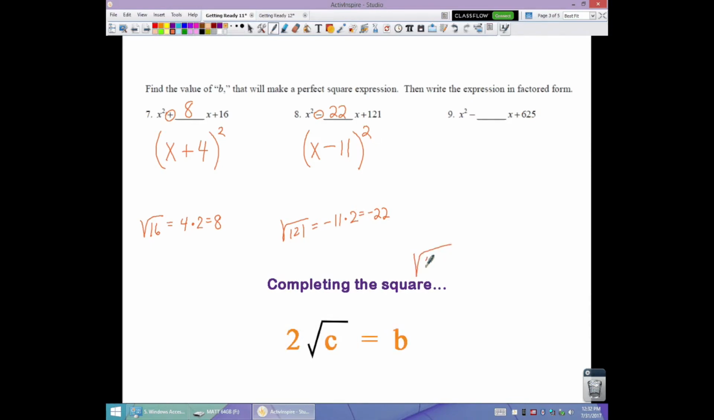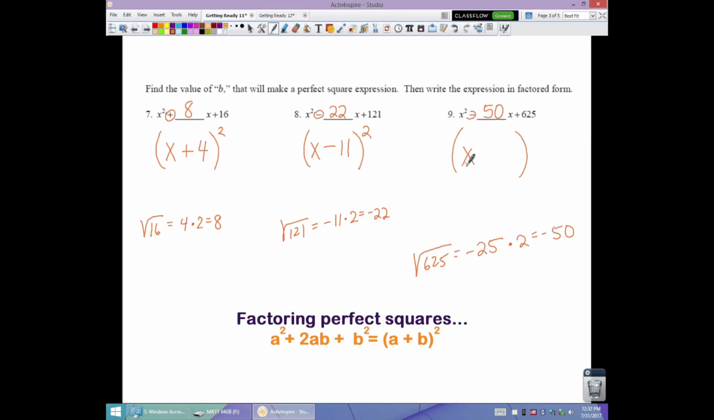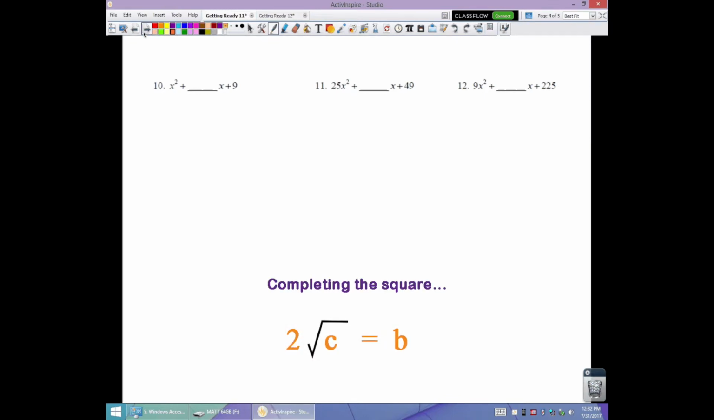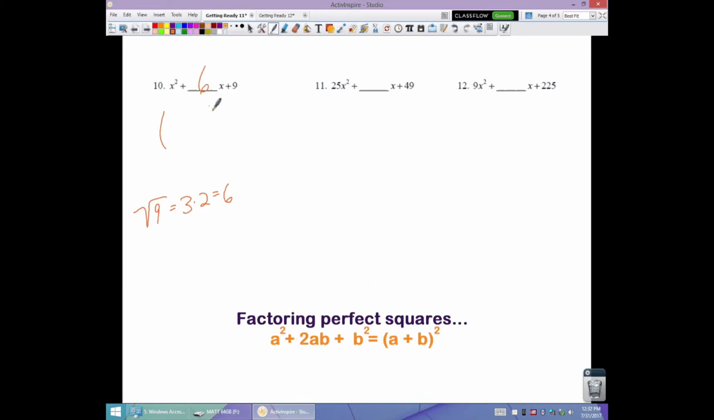Okay, square root of 625, again, I want the negative one. So square root of 625 is 25, I want the -25. Double that, so it's negative 50. We're going to write in that blank. The factored form would be x, and then half of negative 50 is negative 25. Okay, square root of 9, I want the positive one since the sign is positive. Square root of 9 is 3, double that is 6. For factored form, x, half of positive 6 is positive 3.